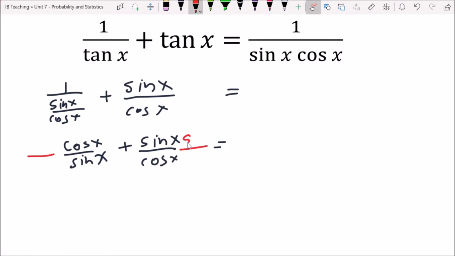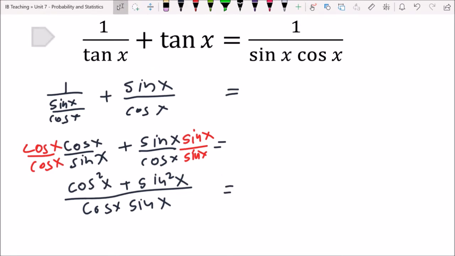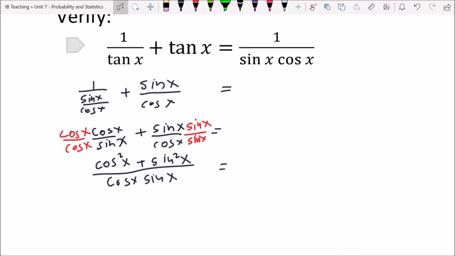And so over here, I'm going to multiply by sine over sine. And over here, I'm going to multiply by cosine over cosine. And so now, let's see what I have. I have cosine times cosine. That's cosine squared. And I have sine and sine. That's sine squared. And then the denominator is common, so I'm going to write it one time. That's cosine times sine. And look at that. Cosine squared plus sine squared, we remember from the Pythagorean identities, is 1. And so now I can make that substitution. So I think I will.